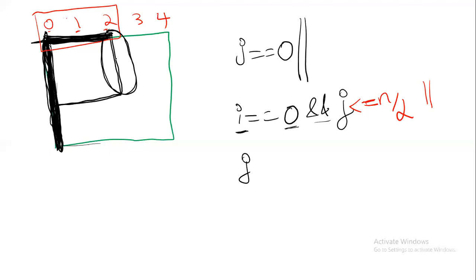Okay, now are you drawing the first column? Are you drawing the last column? No, you're drawing the middle column, right? So if you're drawing the middle column, you have to tell j is equal to n by 2. But if you only tell j is equal to n by 2, it will draw this line completely like this. Do you want it to draw completely? No.